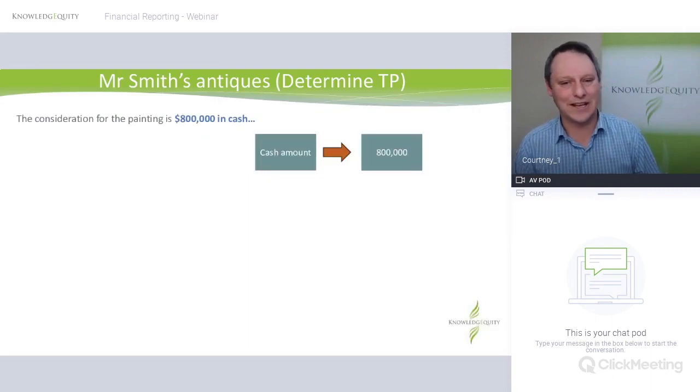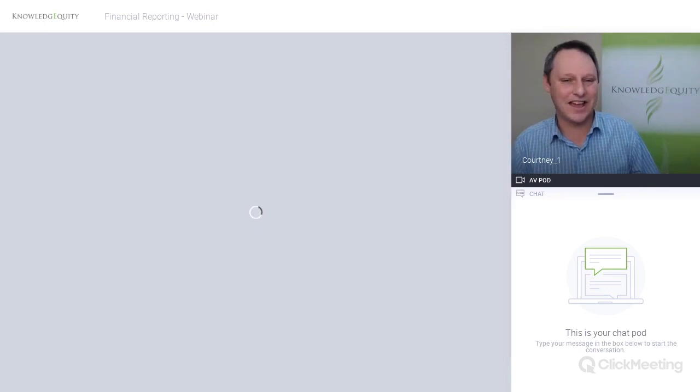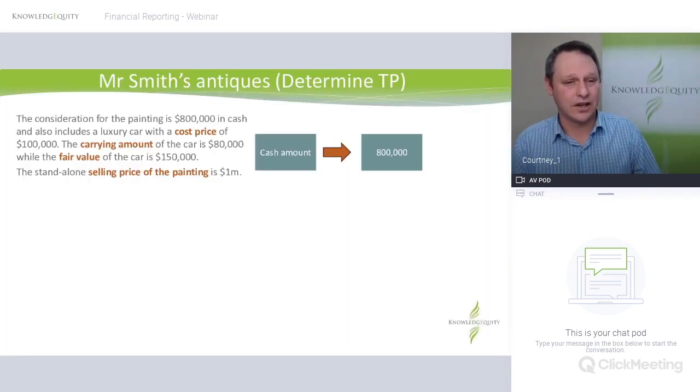So let's see how we calculate it. Firstly, the cash component, nice and easy, $800,000. This is where it's tricky. Do we use the cost, the carrying amount, or the fair value?